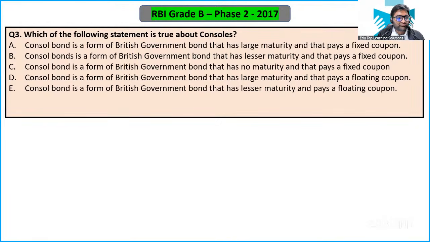So console bond, which of the following statements is true about consoles? A console bond is a form of British government bond that has large maturity and pays a fixed coupon. That has lesser maturity, it has no maturity and pays a fixed coupon. Large, lesser maturity, the same thing. So a console bond is actually that bond which is also called what? Perpetual bond. Okay, perpetual bond, right? So yeah, I think here C is right, and I think Ria gets the point here.